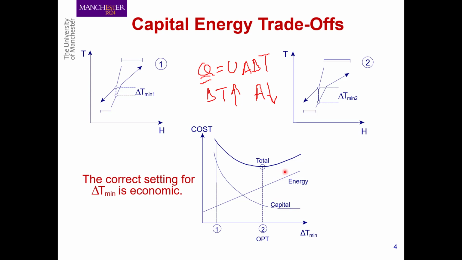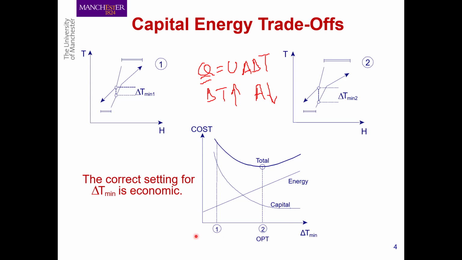If you look at the total of these two, the total cost of the system, we see that it decreases up to a certain value of delta T min, and then starts to increase at a higher value of delta T min. So there is always a balance that we need to achieve when we are selecting different designs.